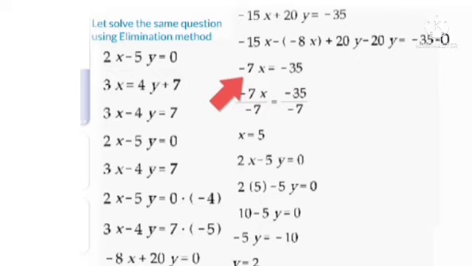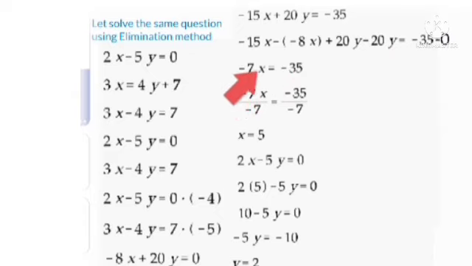So now what are we going to do? We are going to simplify this. We know that a negative times a negative number will give you a positive. So that's going to give 8x minus 15x, which gives us negative 7x. And then 20y minus 20y is going to give you 0. And then we equate it to negative 35 minus 0, which gives negative 35.